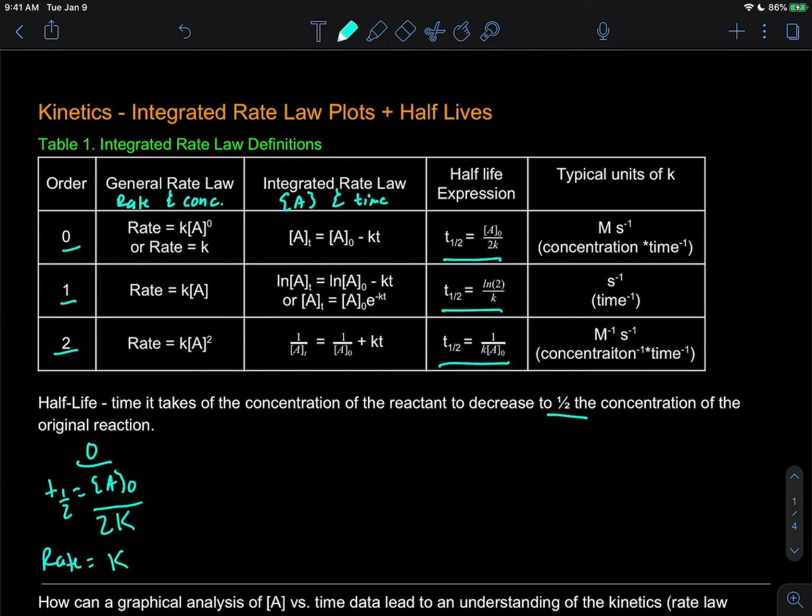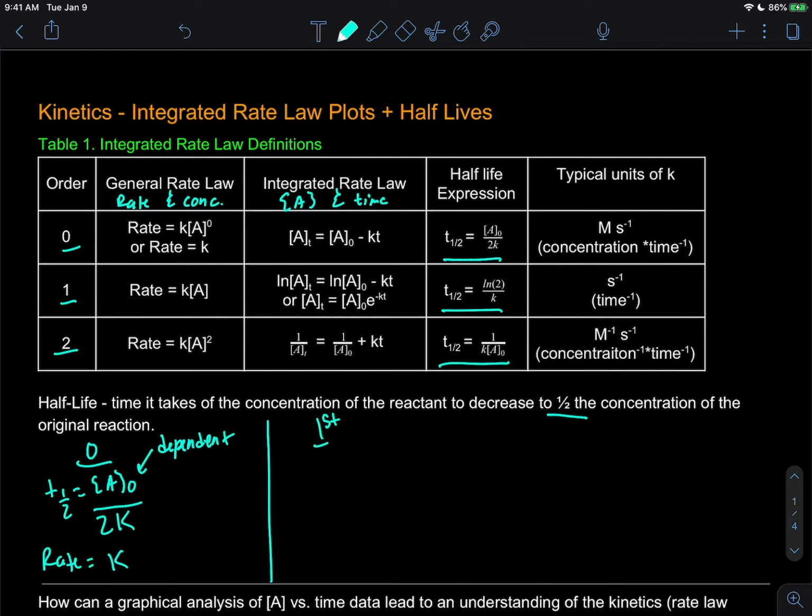So again, a couple things to observe is that our half-life is dependent on the original concentration because our rate is independent of concentration. So if I start with a concentration of 0.5 or a concentration of 0.005 molarity, they would have the same rates. That's because it's zero order, the rate is independent of the concentration of the reactant.